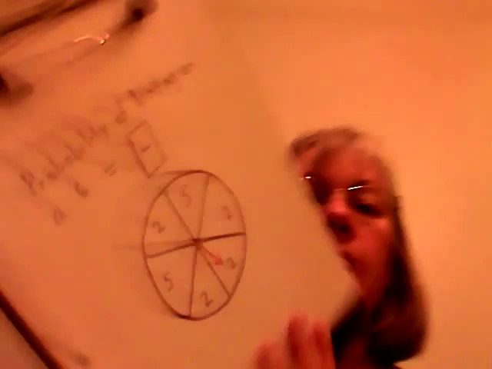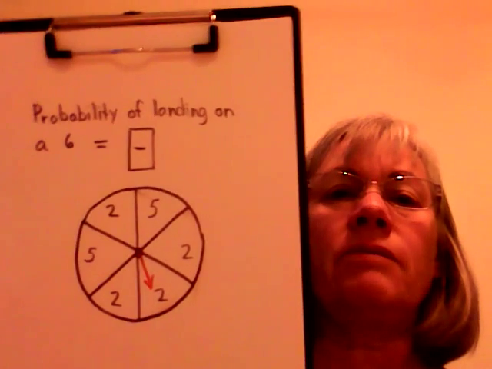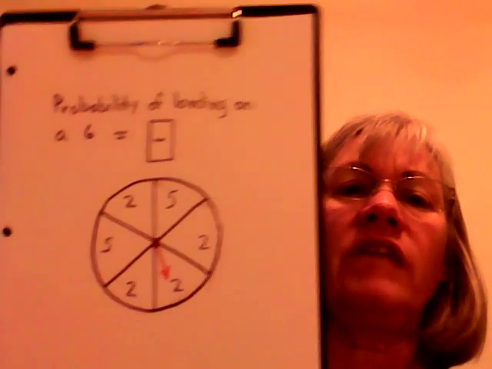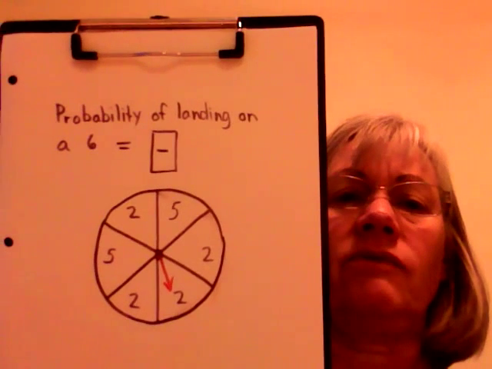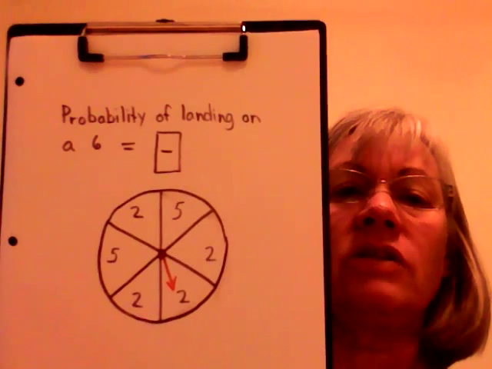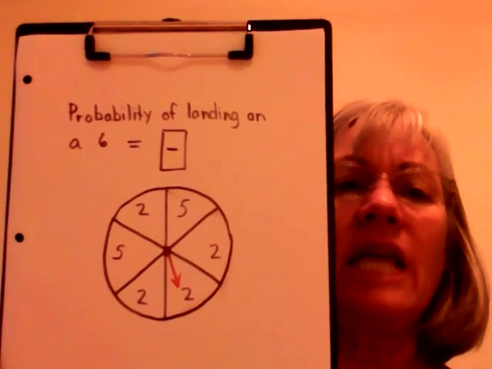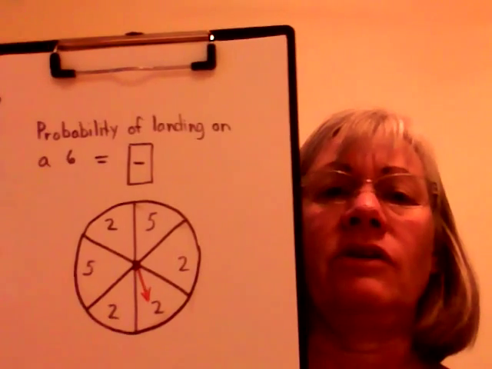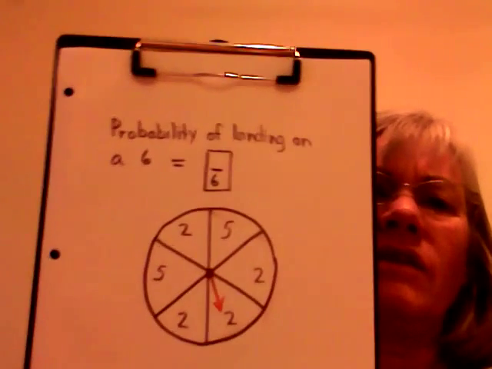The next question we're asked to answer is, on the same spinner, what's the probability in a fraction of landing on a 6? When we look at the spinner, we see there are 6 parts of the spinner, but not any part has a 6 in it. Our fraction is 6 because there are 6 different possible answers, but there are no 6's to land on. It's impossible. That probability is a 0 out of 6.